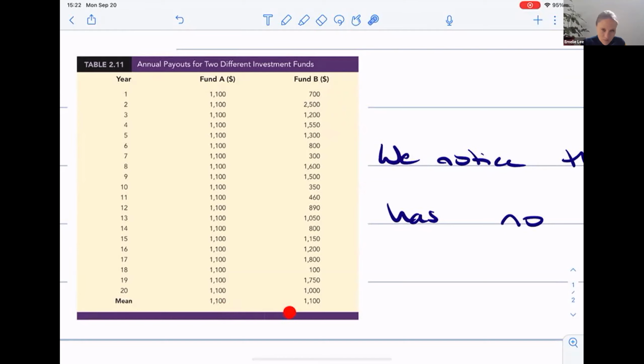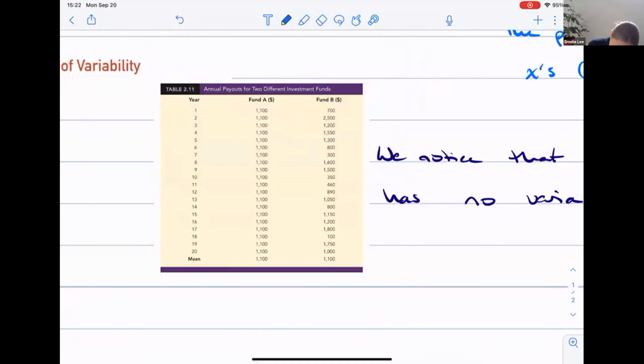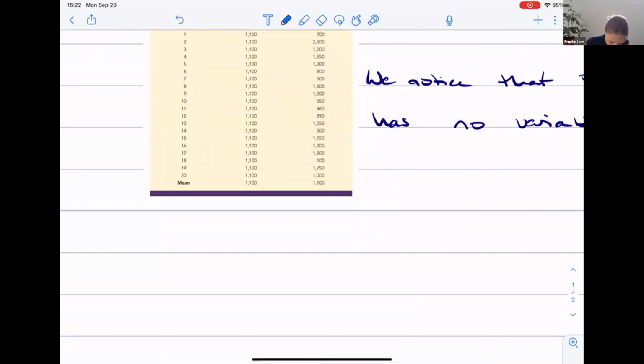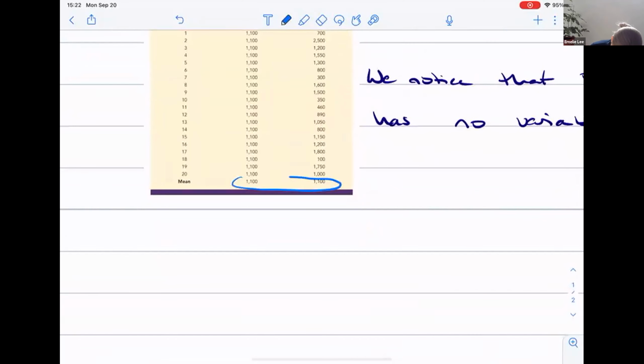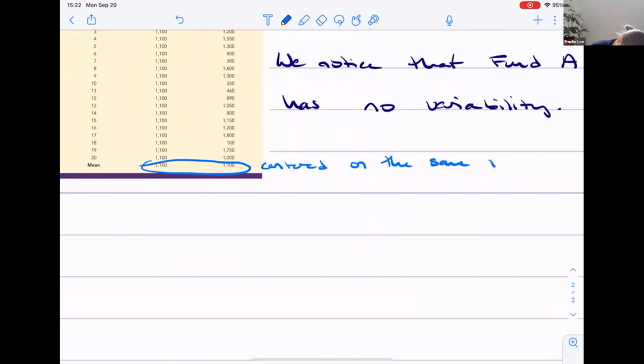Notice also that they have the same mean. So you can have the same mean, the same average, and this is the arithmetic average because otherwise they would have to say the geometric mean. And so they're centered on the same values, right? So the only difference here is the variability. Centered on the same values.